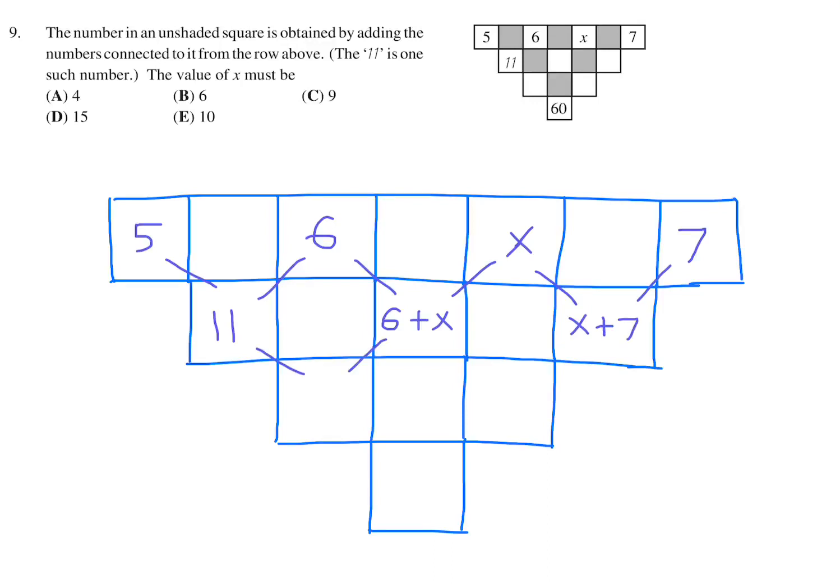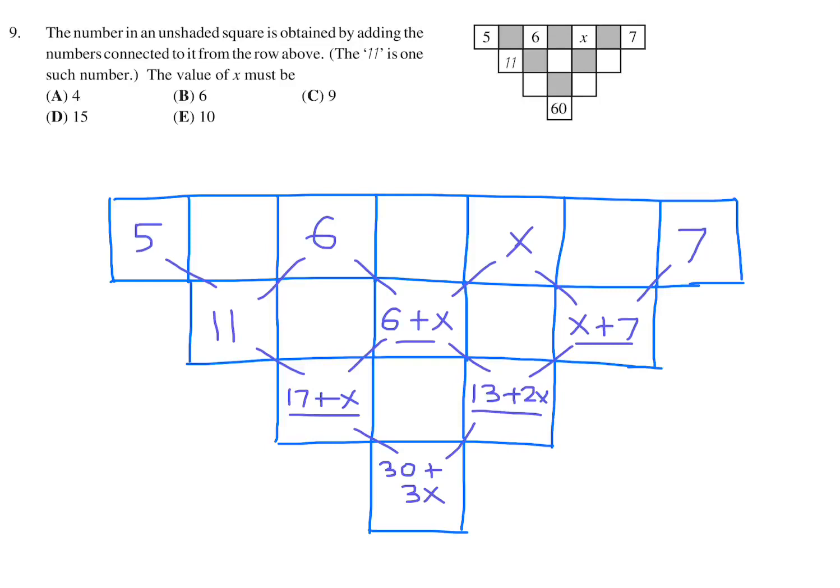This, of course, would be 11 plus 6, which is 17. This would be 6 plus x plus 7, which is 13 plus x. And finally, these ones, which looks like 17 plus x plus 13 plus 2x, which is 30 plus 3x.